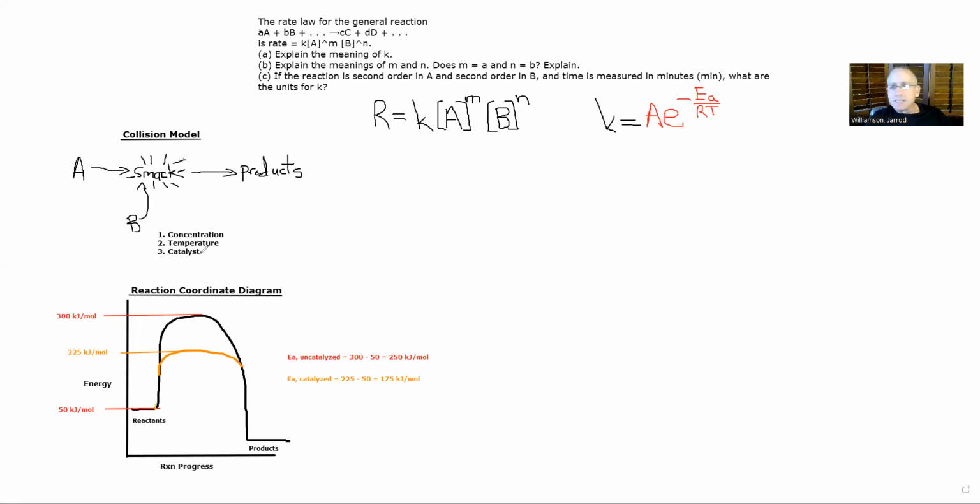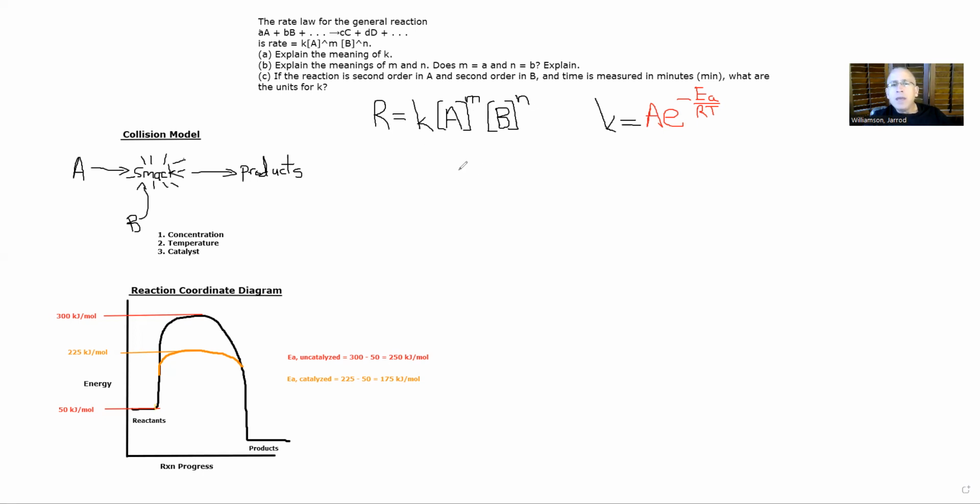And then a catalyst, which I taught in class. A catalyst lines up the reactants A and B in such a way that they collide at the optimal angle so that they react the best. So the meanings of M and N tell you the concentration dependence of the reaction rate.